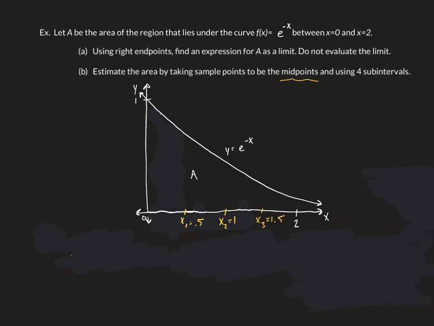We're going to create rectangles, but I'm not going to draw my rectangle until the right-hand side hits the function. I'm going to draw my rectangle until the center of that rectangle hits the function. So that rectangle would look like this. And then I'll draw in the next 3 rectangles. So this is what our 4 rectangles would look like.